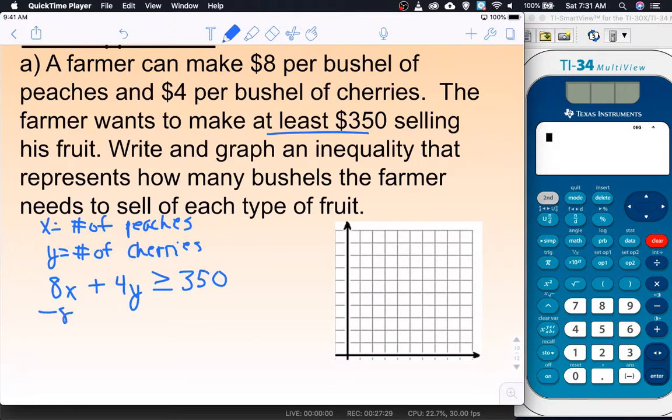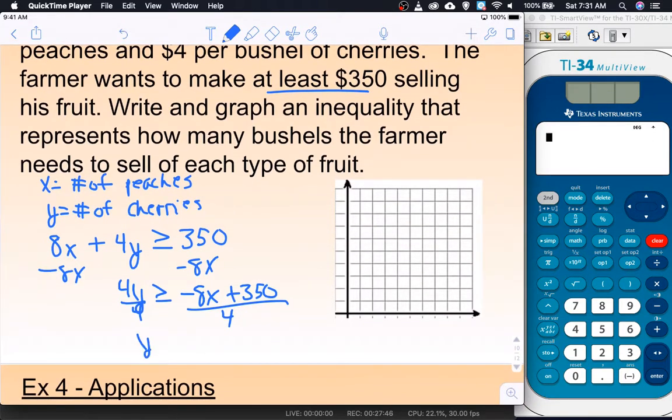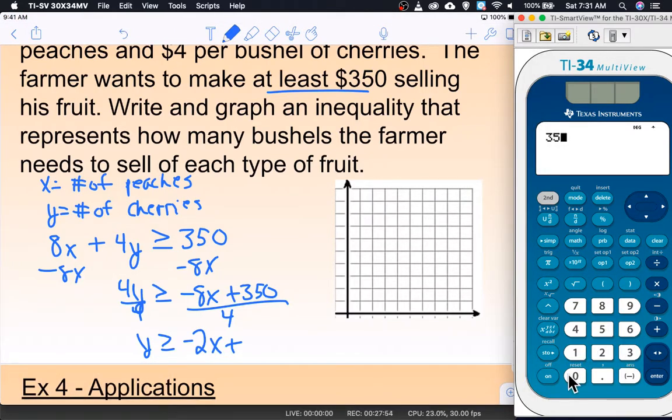So now I'm going to subtract 8x on both sides. I am trying to get it to slope-intercept form. Negative 8x plus 350. Divide by 4 on both sides, and we have y is greater than or equal to negative 2x plus, I don't know, 350 divided by 4, 87.5. So there's the equation we're going to try to graph.